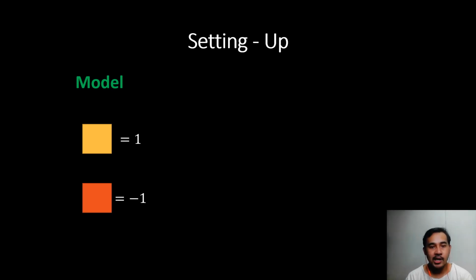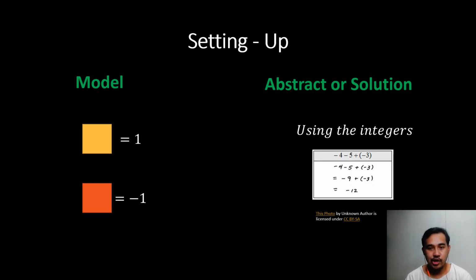In this presentation, we have our setting up. So I'll present now two ways on how to work on subtraction. The first one is by model. We use tiles, where yellow means 1 and orange means -1. Then abstraction or solution is using the integers, or the usual way in solving it.